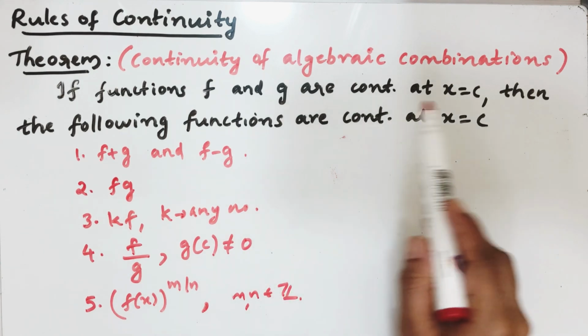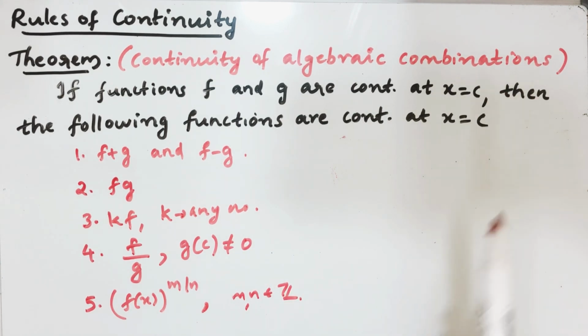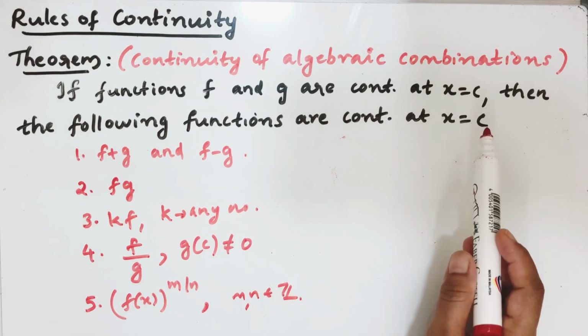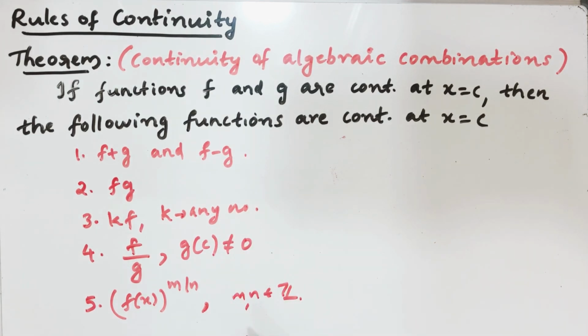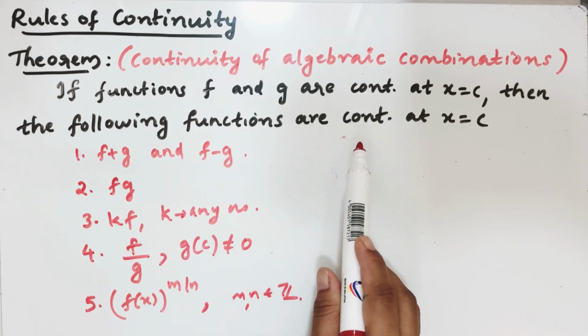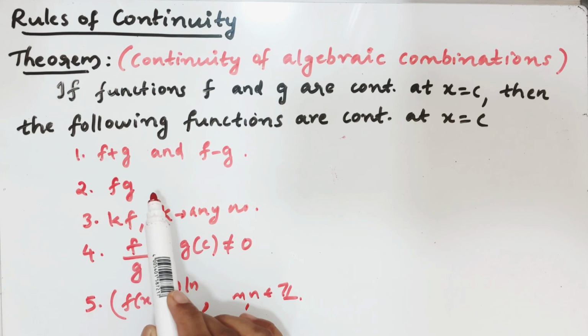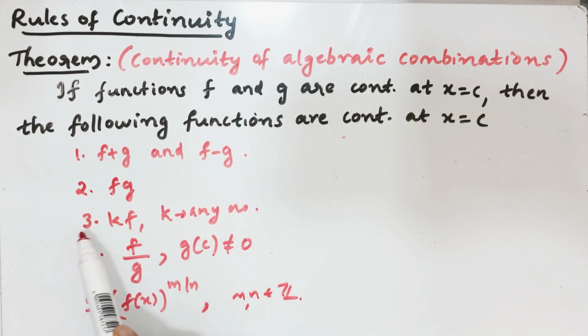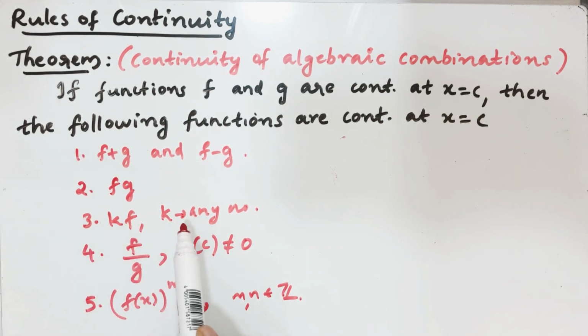This is the theorem, continuity of algebraic combinations. That is, if functions f and g are continuous at x equal to c, then the following functions are continuous at x equal to c. f plus g and f minus g, that is the sum and difference of these two functions. Second one, f into g, that is the product of these two functions. Third one, k into f, that is, a scalar multiple of a continuous function is also continuous. Fourth one, f by g provided g of c not equal to 0. That is, the quotient of two continuous functions is also continuous, and we have one condition, the denominator is different from 0.